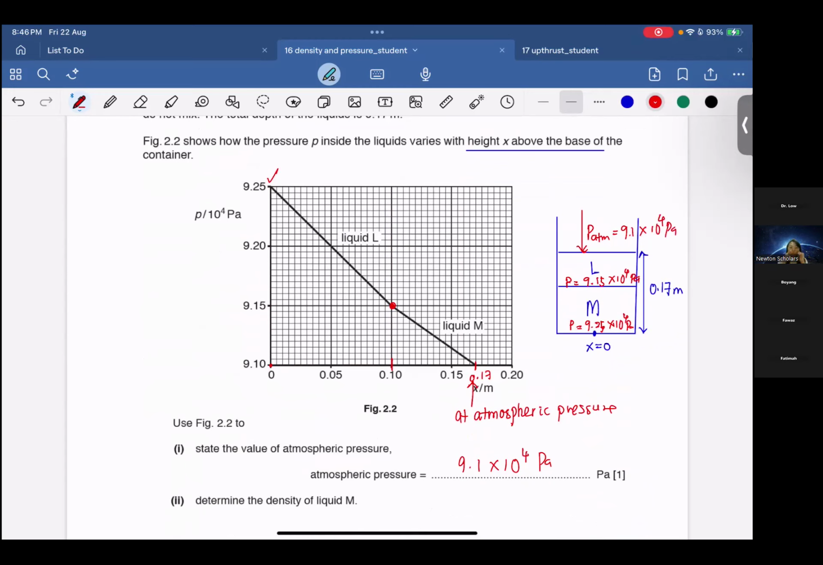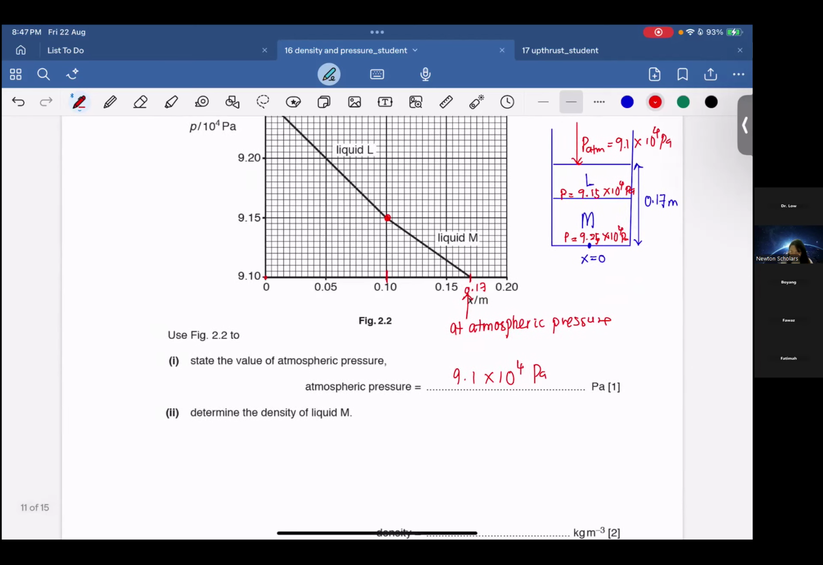So you have to think and try to relate the graph with the actual picture. So the x is 0 actually is at the lowest point, lowest depth.